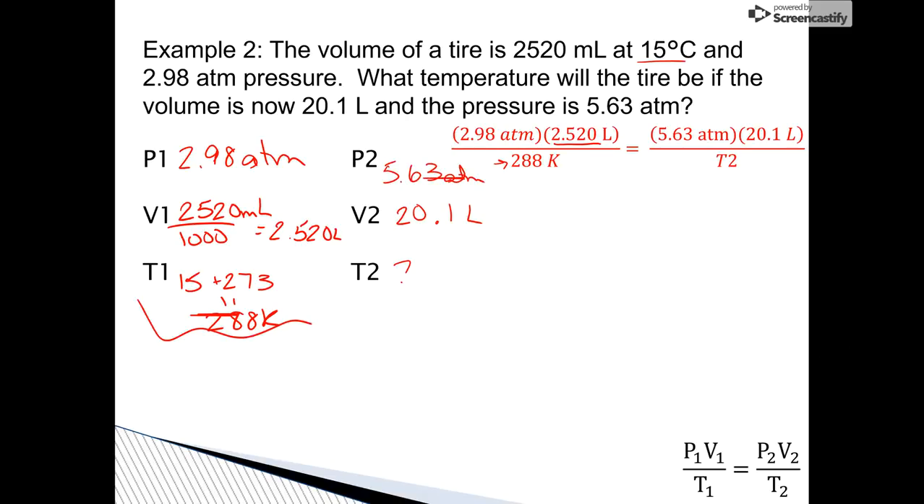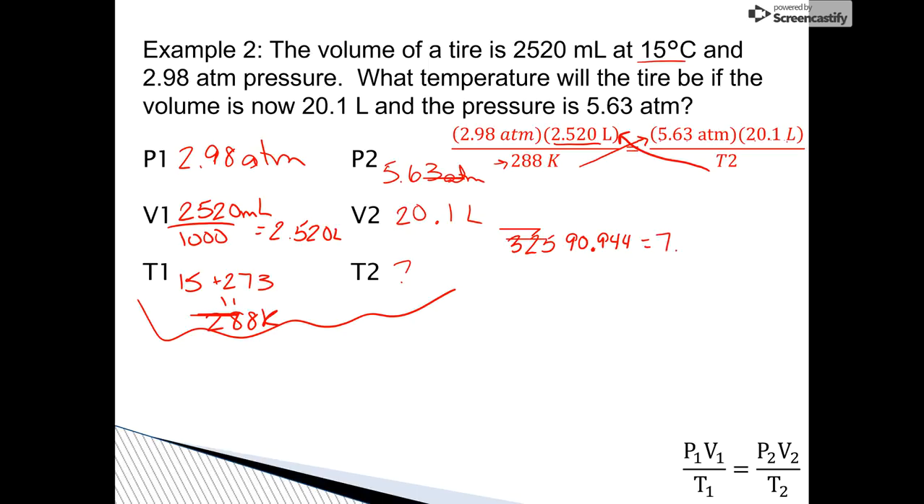So taking all these pieces and setting it up and plugging it into the equation looks like what I have already typed right here. Okay, so now for solving, again, cross multiply. If you don't need to show all the steps and you understand what you're doing, just get me the answer. What if I cross multiply? I do 288 times 5.63 times 20.1. That gets me 32590.944. Okay, equal, and I keep cross multiplying, T2 times 2.98 times 2.520.